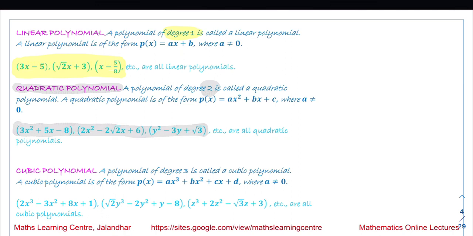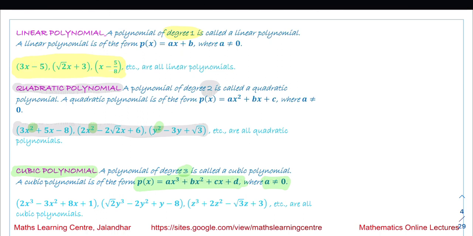In all these polynomials, the highest power of x is 2. Next is the cubic polynomial. A cubic polynomial means a polynomial of degree 3. The highest power of the variable should be 3. The general form is p(x) = ax³ + bx² + cx + d, where a is not equal to 0. This is called a cubic polynomial.